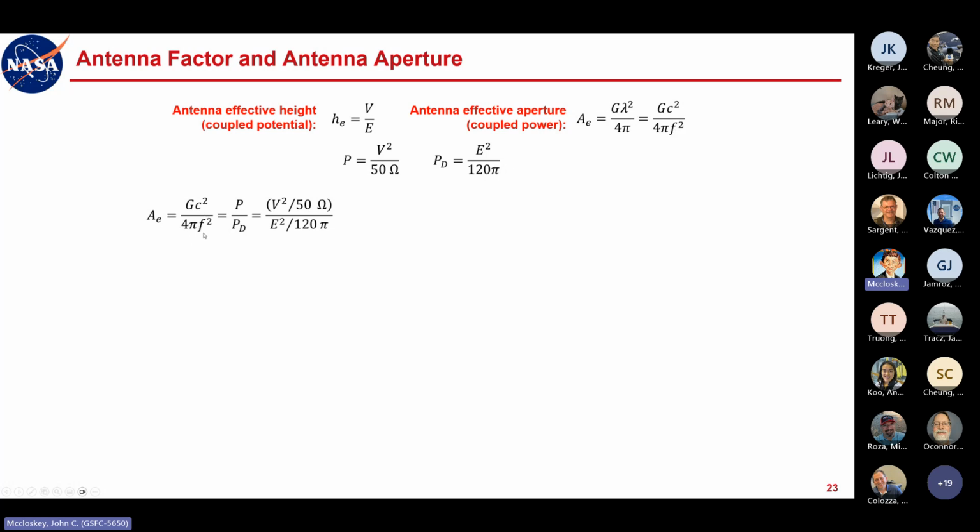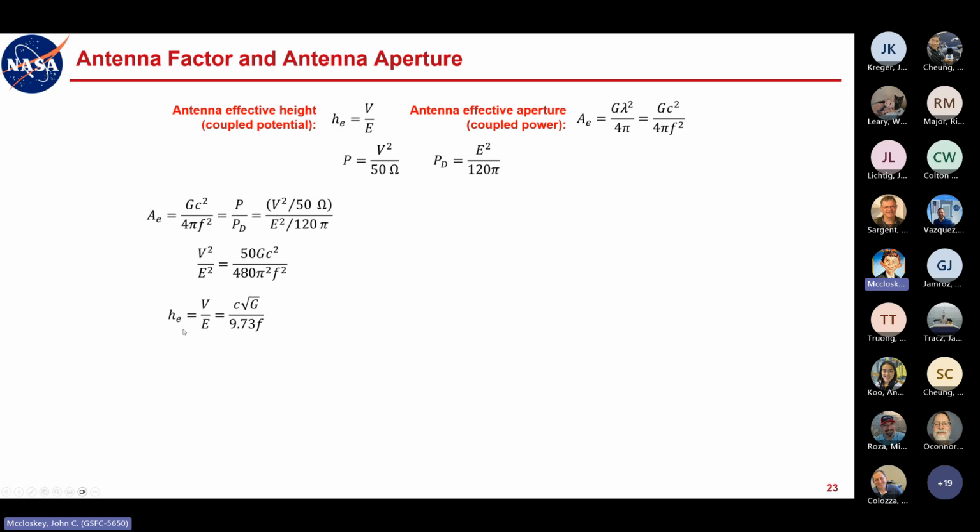Then we set our effective aperture, this expression here, g c squared over 4 pi f squared, equal to our received power divided by our incident power density. These two expressions, and it's just algebra. We just rearrange terms, and then we take the square root of V squared over E squared.